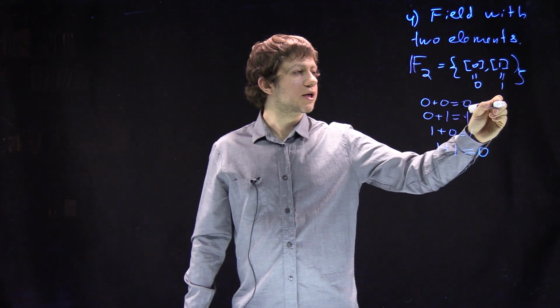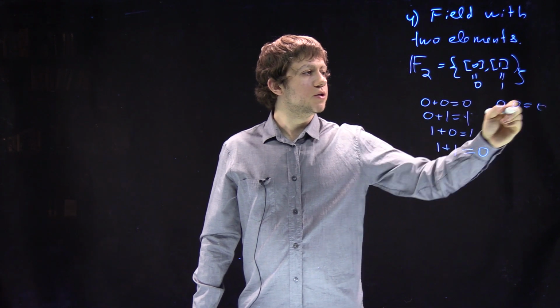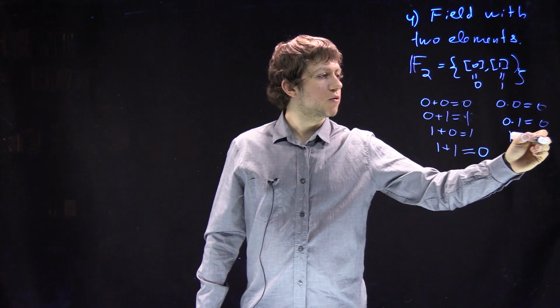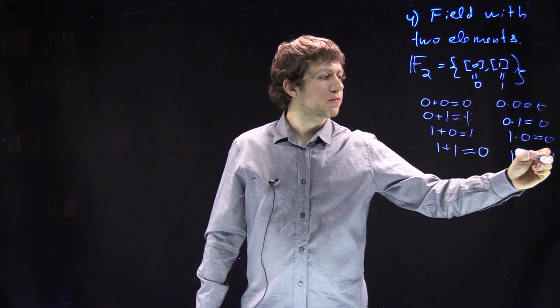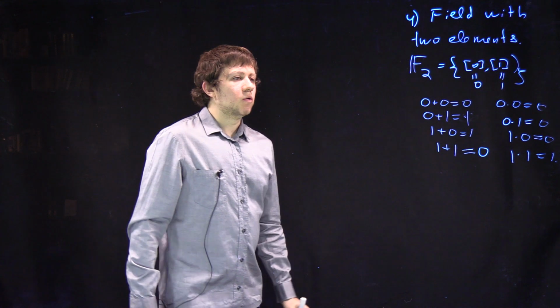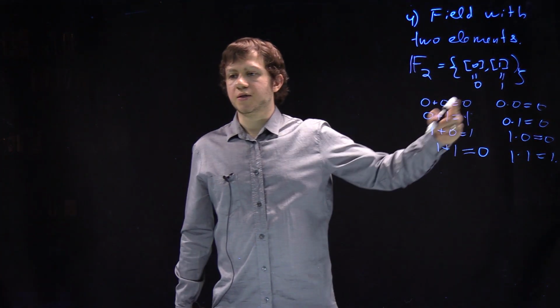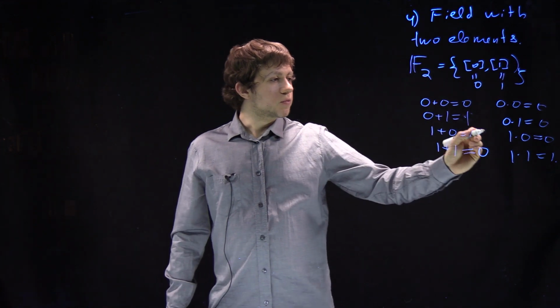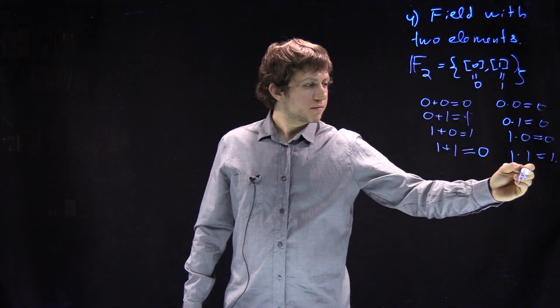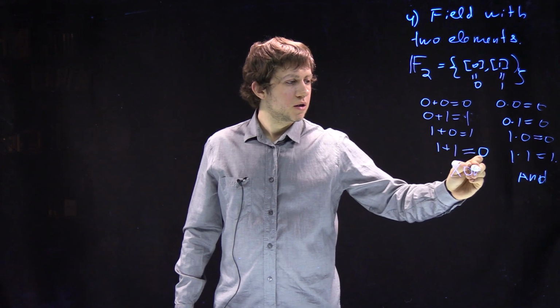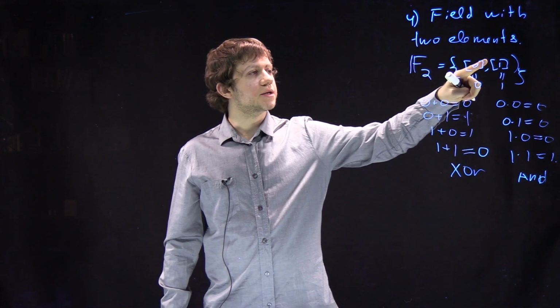And also one can check that 0 times 0 is 0, 0 times 1 is 0, 1 times 0 is 0, 1 times 1 is 1. So for those of you who have seen computer science, it is very easy to recognize what these operations are. So this one is just AND, and this is XOR, if this is false and this is true.